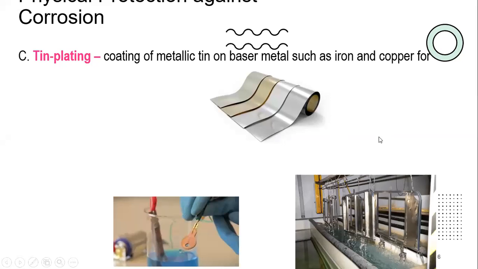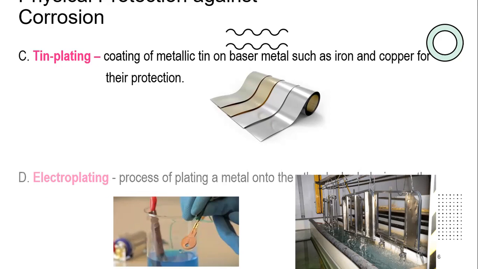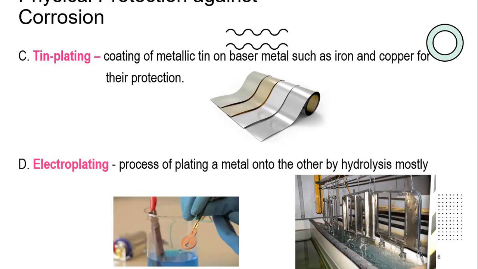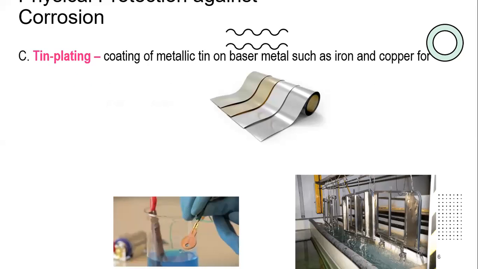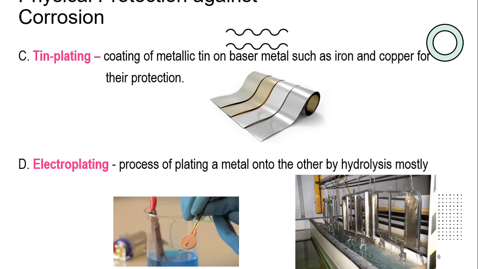Tin plating is a coating of metallic tin on base metals such as iron and copper for their protection. Then we also have electroplating. It's the process of plating a metal onto another by electrolysis, mostly to prevent corrosion of metal. So we have galvanizing, painting, tin plating, and then electroplating.